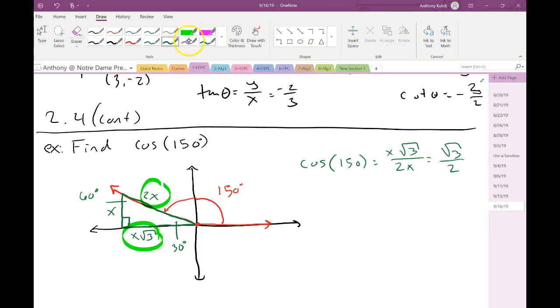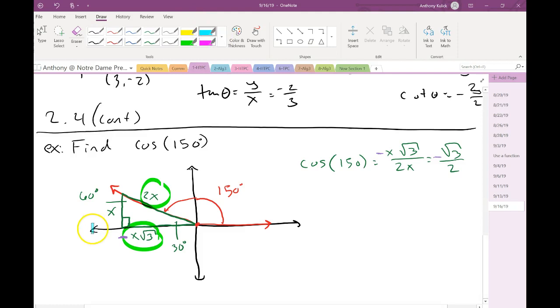We did make a little mistake here. Does anybody see what the mistake is? Which side of the x-axis is this on? The negative side. So the part that's drawn on the negative part of the x-axis should be negative. So it's really negative square root 3 over 2. Does everybody catch that?